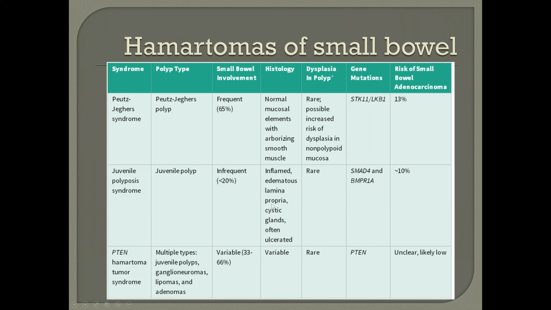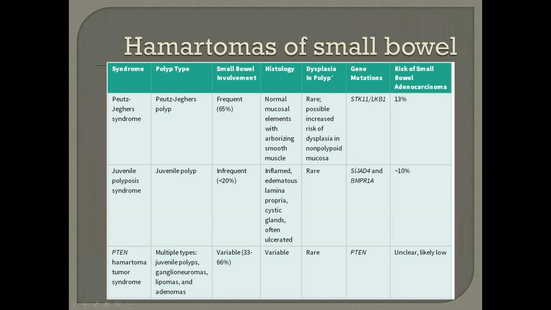These can occur just about anywhere in the GI tract, and when they occur, they are typically comprised of the normal mucosal elements that you would expect for that site. Dysplasia can occur in all of them. It's not common, but you need to consider that.